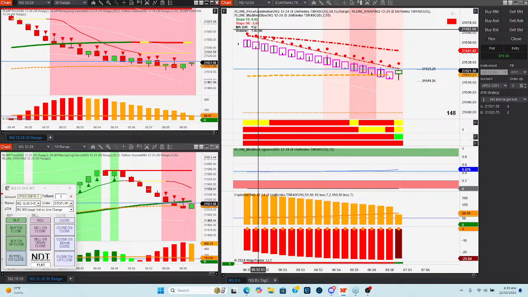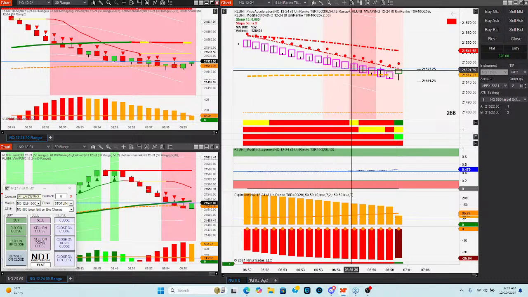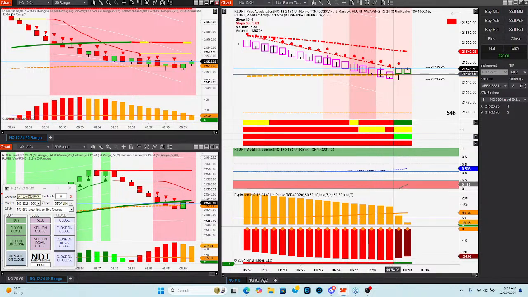Here again, 132 MA diff. Not really sure if I want to take something with that high of an MA diff. I think I'd rather see this kind of go back.